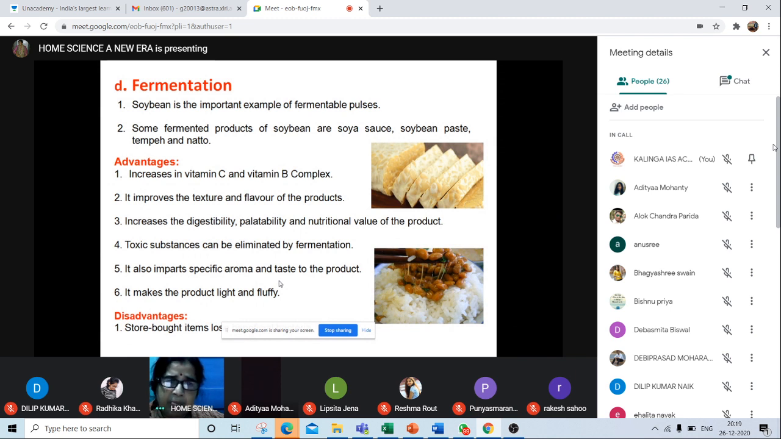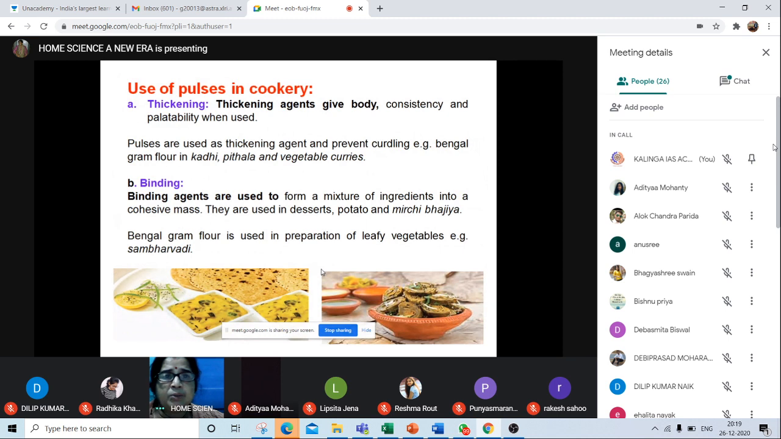And storage, disadvantage, if you store for a longer time, it may cause loss of all the vitamins and minerals which are essential and present in the soybean. Then use of the pulses in cookery.